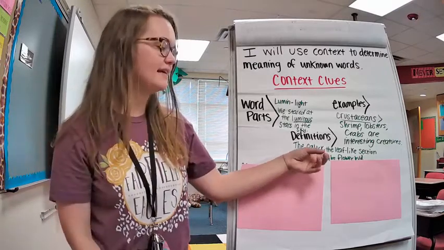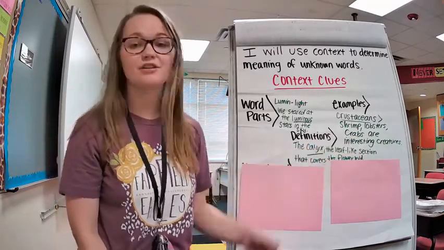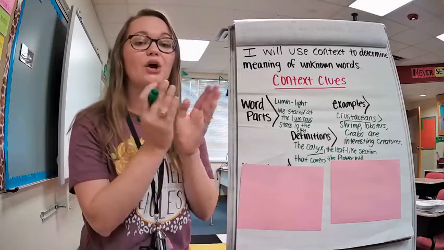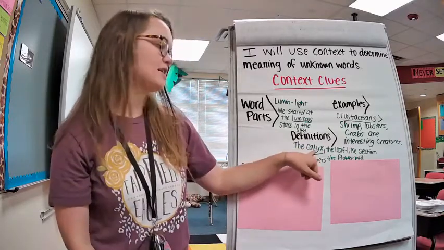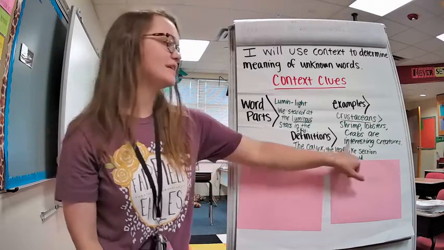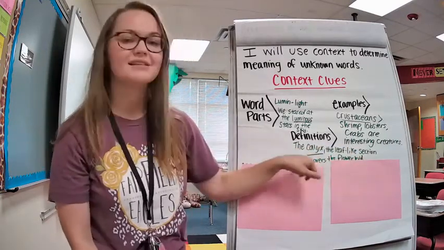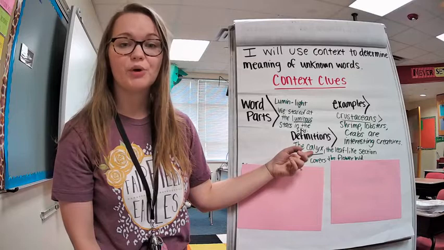So the author told us it's the leaf-like section that covers the flower bud. That way I know by the definition what this word calyx means. So these context clues, the definition of calyx, is what helps me understand the unknown word.